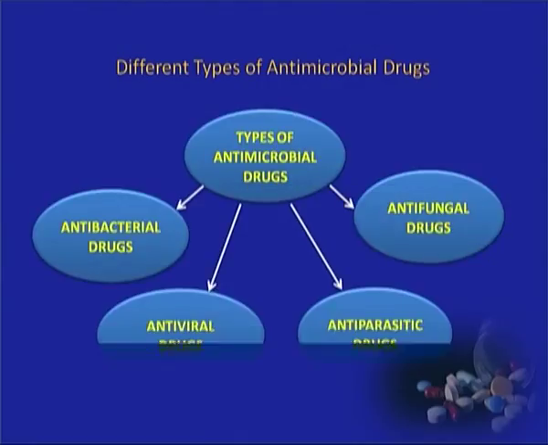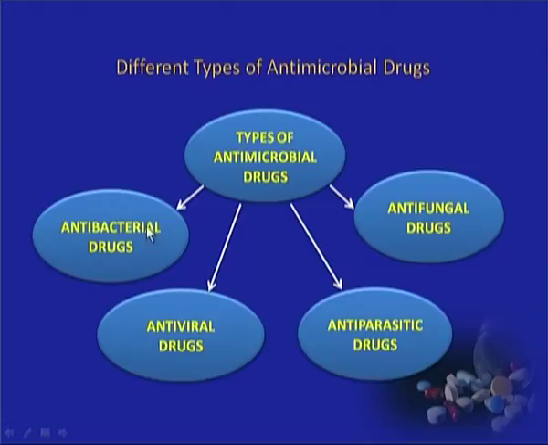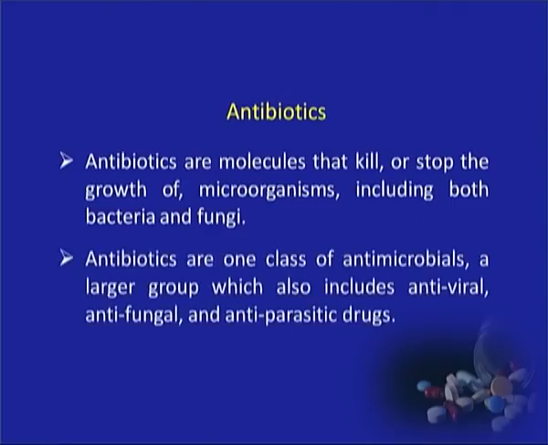There are different types of antimicrobial drugs. Let us classify them. The different antimicrobial drugs are antibacterial drugs, which kill bacteria; antiviral drugs for killing viruses; antiparasitic drugs, which kill parasites; and antifungal drugs for killing fungus. So, antibiotics are those molecules that kill or stop the growth of microorganisms including bacteria and fungi. Antibiotics are one class of antimicrobial.